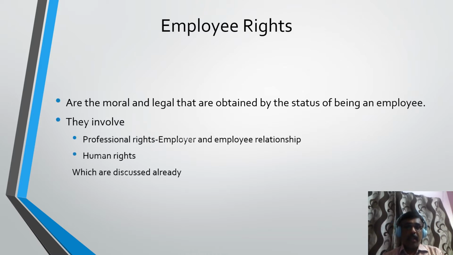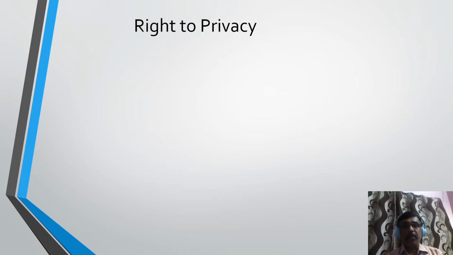So, employee rights are the moral and legal rights obtained by the status of being an employee. They involve professional rights and human rights. Professional rights means the rights within the relationship between the employer and the employee, and human rights are the basic rights, which we have already discussed in the earlier module. Now we are going to see what the other employee rights are.